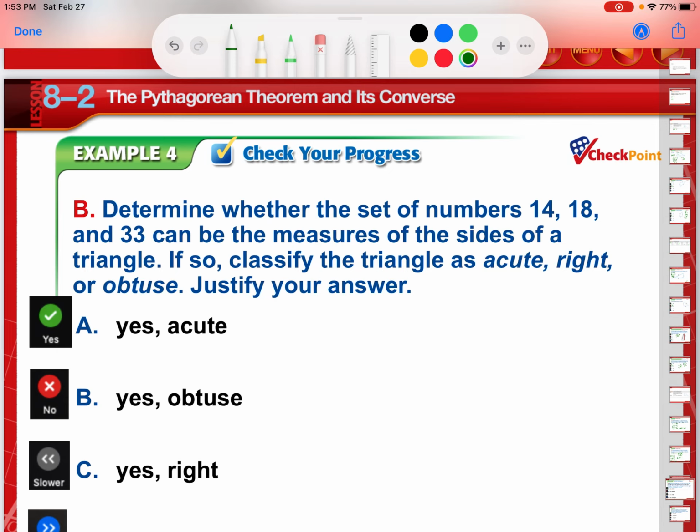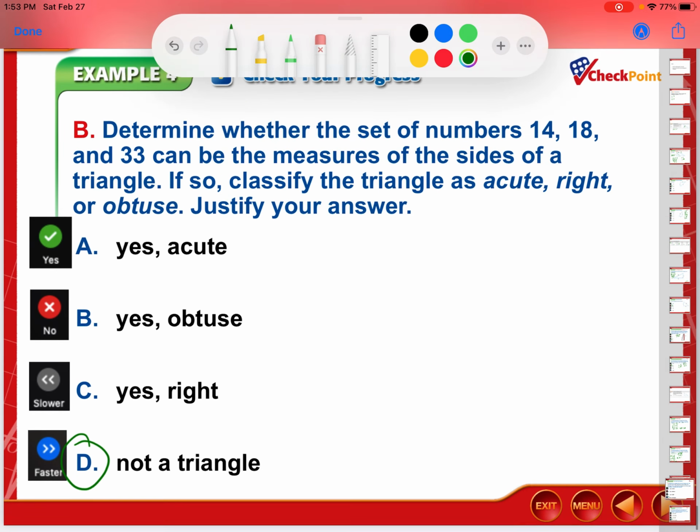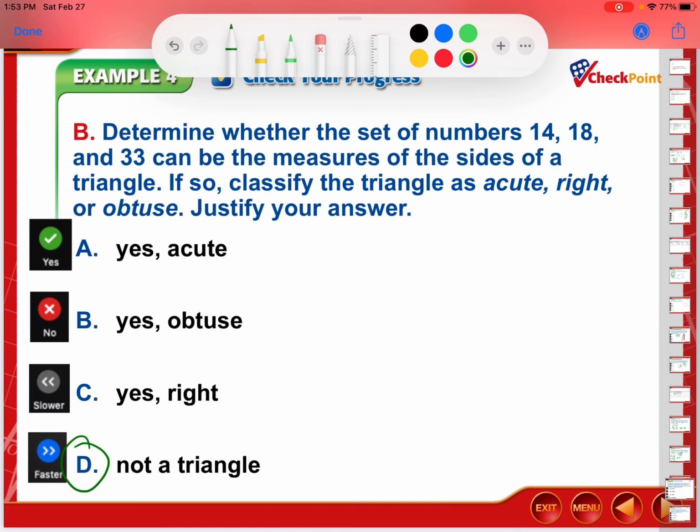Continuing on, indicate whether these can be a triangle. 14 plus 18 is 32. 32 is not bigger than 33, therefore this is not a triangle.